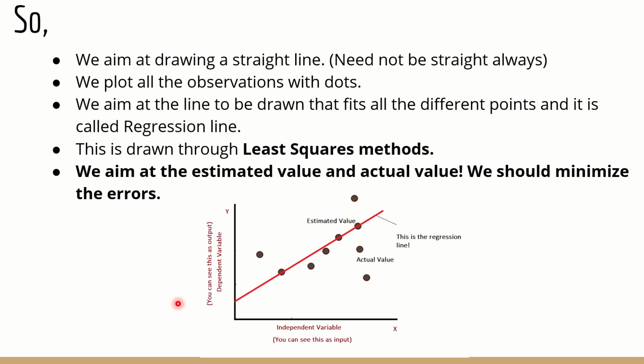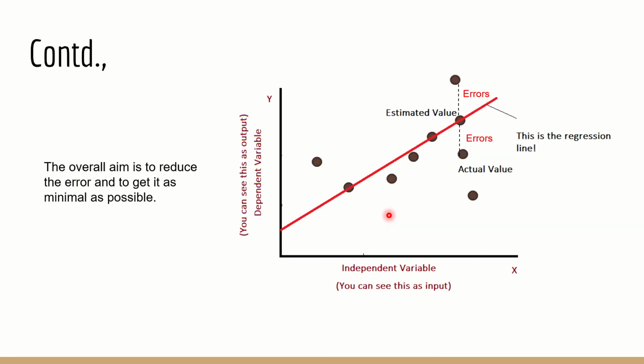Now understand what our target is. Our target is to draw this line. And why do we need to have this line? This line will help us in understanding the difference between the estimated value and actual value, so that we can minimize errors. That's it. Now the errors are to be minimized. You can see that the errors are to be minimized, and the estimated value should be as close as possible to the actual value. That is the target.